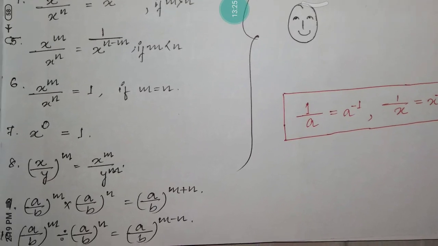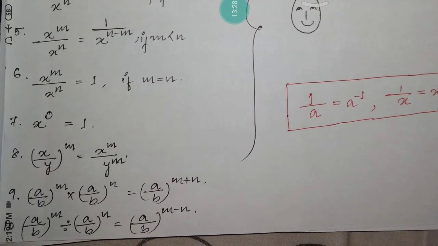So here also, in formula 8 it is the same, instead of multiplication here it is given division. We now see formula number 9.